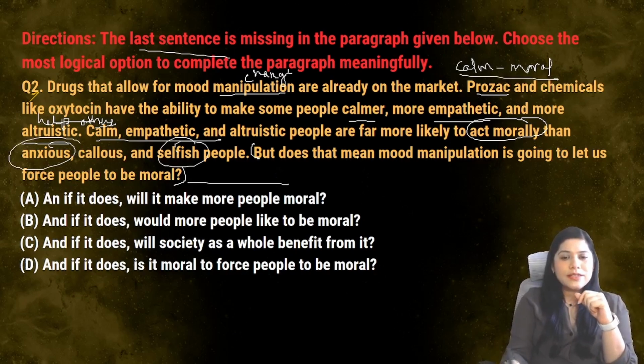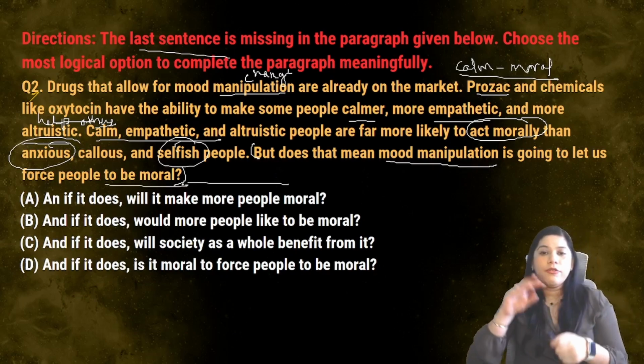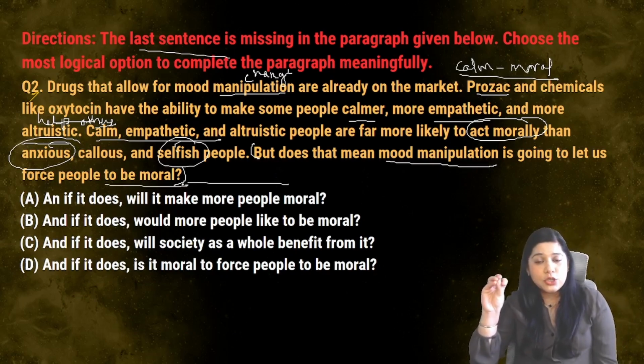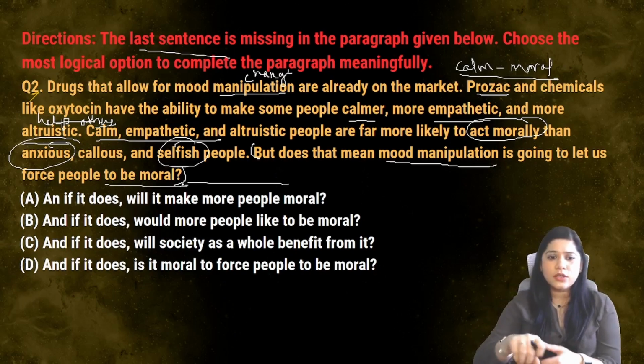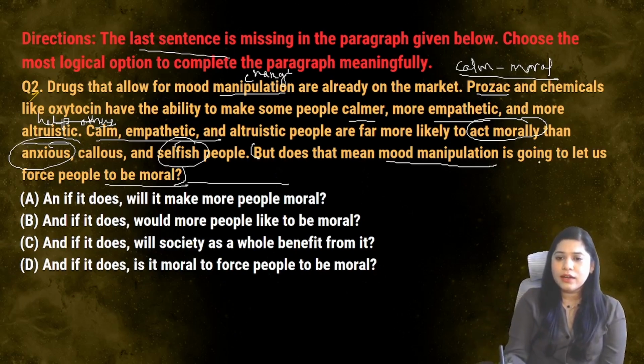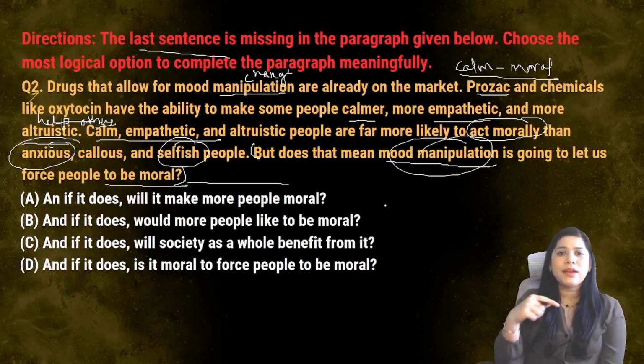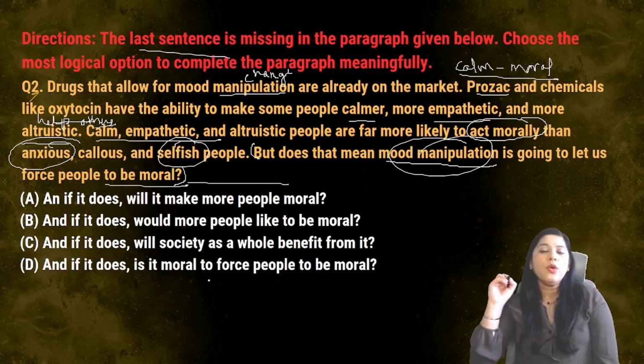Okay. So does that mean mood manipulation is going to let us force people? That means we'll give drugs to people so they will be calm and they will be moral, to make a moral society. But is that a great idea to make people moral like this? Right? That's the question. Are we going to manipulate people, make people forcefully happy so that they become moral? That's the question. Now, which option do you think will be the correct answer?